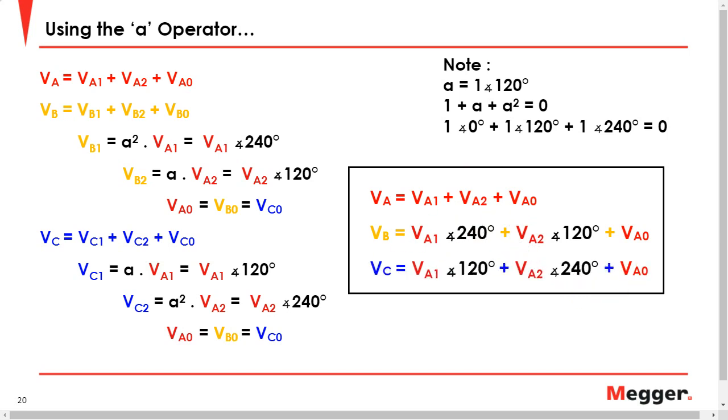Which leaves us with the following equation. Now that we've put these all into terms of what we have, our knowns, VA, VB, and VC, and then we've put everything else in terms of our sequence, our VA sequence components. This allows us to use transformations to solve this in a matrix format.